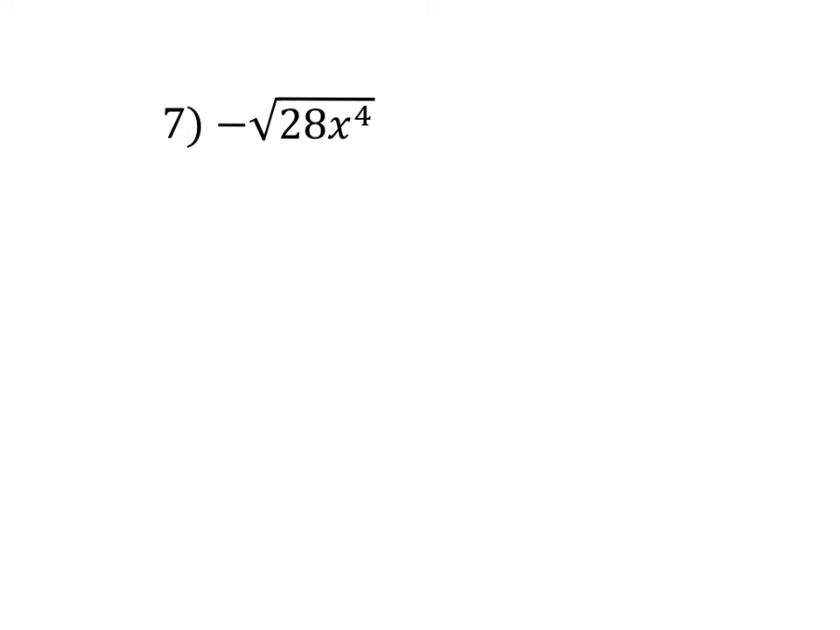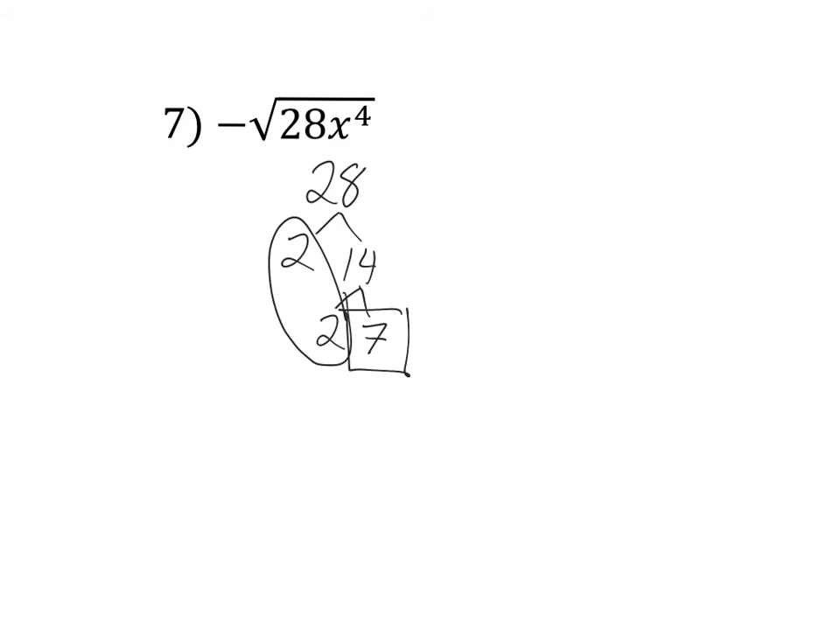Okay, so for this one, again, it is super simple. So I'm going to write down that I have 28. I'm going to split those up. So I have 2 and 14. And then a 2 and a 7. So I'm going to put a circle around the 2's, a box around the 7. I have 4 x's. I'm going to put a circle around both of those.